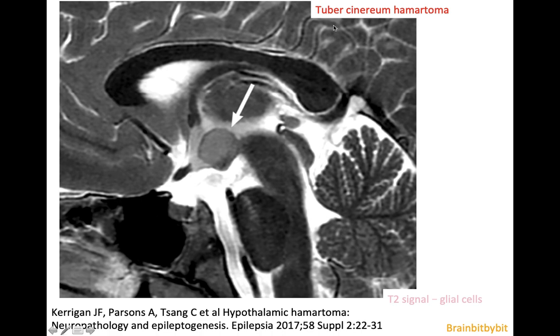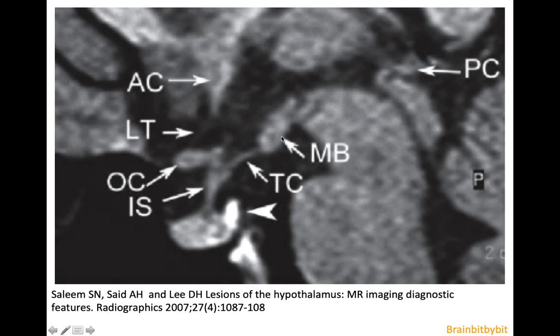Hypothalamic hamartomas are also called tuber cinereum hamartomas. And the tuber cinereum is the part of the hypothalamus between the infundibular stalk and the mammillary bodies. And you can see on this sagittal MRI that there's also the optic chiasm.